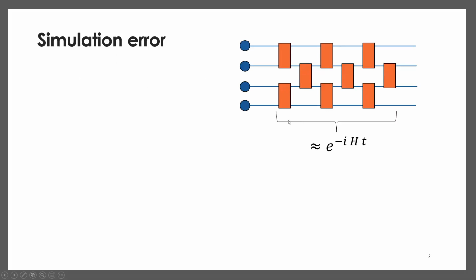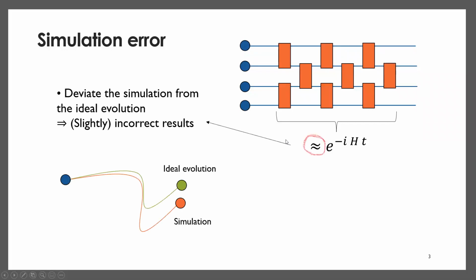The approximation of the dynamics of the system by these quantum gates introduces some error in the simulation. And normally these errors only deviate the simulation from the ideal evolution. So you may get some incorrect results, but if you have a good algorithm, then these results are just slightly incorrect and you still learn something about the ideal evolution.